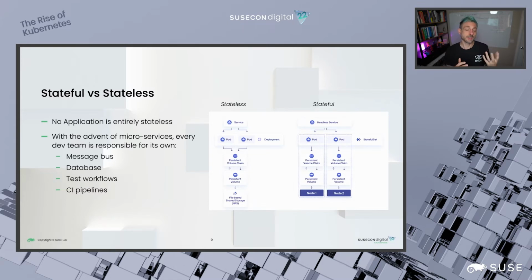And the second statement is that, of course, with the advent of microservices, every development team is now responsible for the entire microservice. And each of these microservices typically comes with its own data or its own message bus, database, test workflow, CI pipelines, and pipelines, if they are done in a Kubernetes way with tools like Tekton, then this is where you may need some extra data services as well.